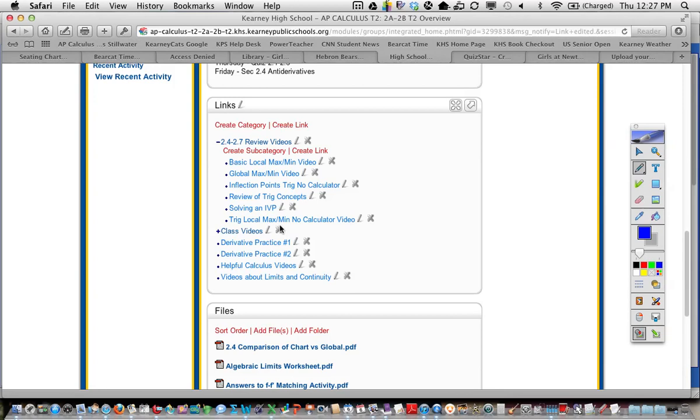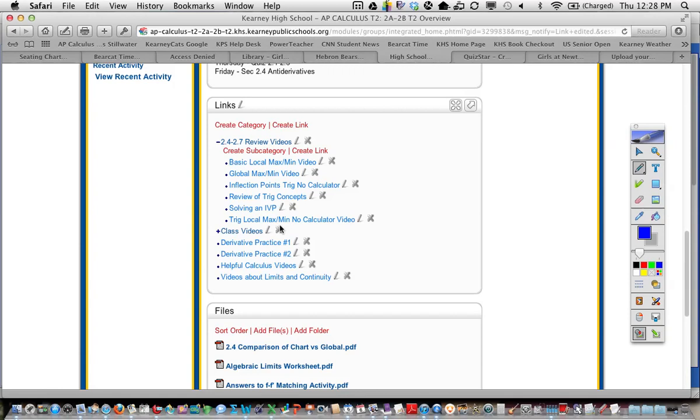So I've got one that's just a basic local max min with the number line. I've got one that's a global max min with a list of candidates. I've got one with inflection points that uses the trig. It talks about second derivative, doing a number line. I've got one that I recorded in class a couple years ago when we did about a 25-minute review of trig stuff. So if you want to watch that one.